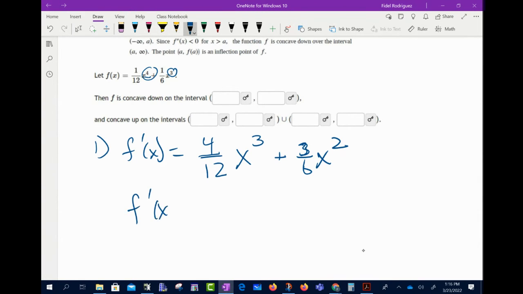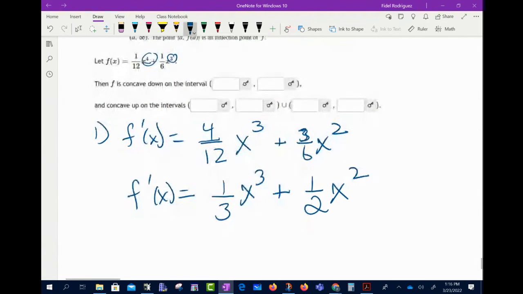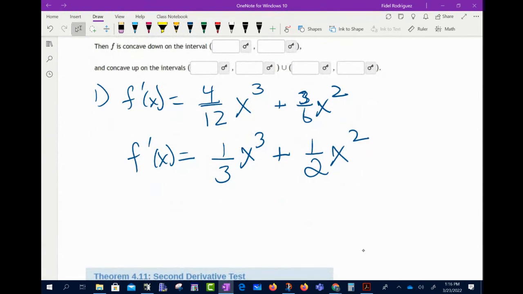So guys, can I reduce that fraction anyway? Can we reduce these fractions? 4 over 12 reduces to what? 1/3, yeah, x to the third. And 3/6 reduces to 1/2 x squared, right? Okay, step number 2, we have to now find the second derivative of the function.